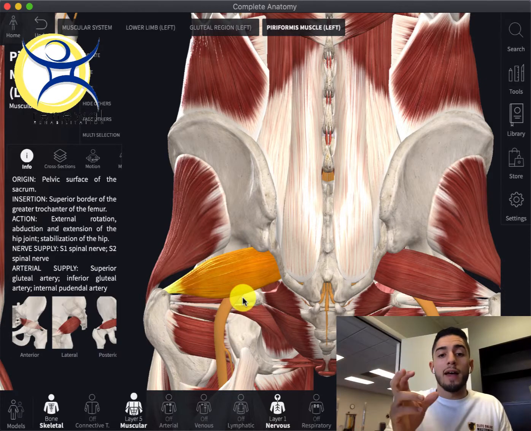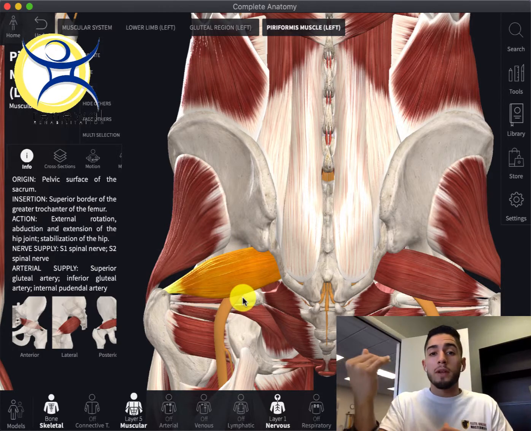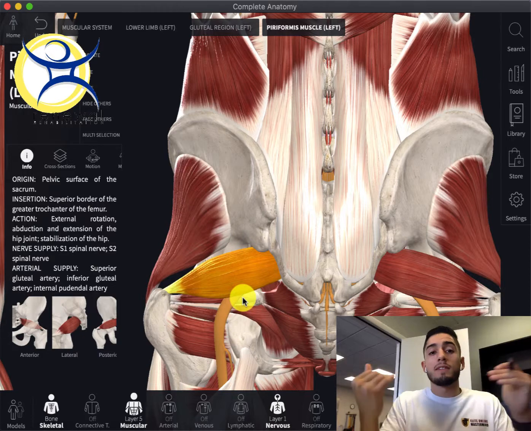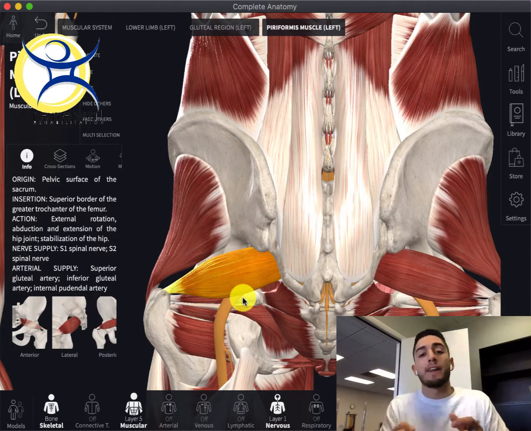Another reason could be that because other muscles in your hips are weak or getting weaker, the piriformis has to overperform and overcompensate, and because of that, it may also get tight and start compressing on that sciatic nerve, and that might be another reason for why you have those symptoms going down your leg.